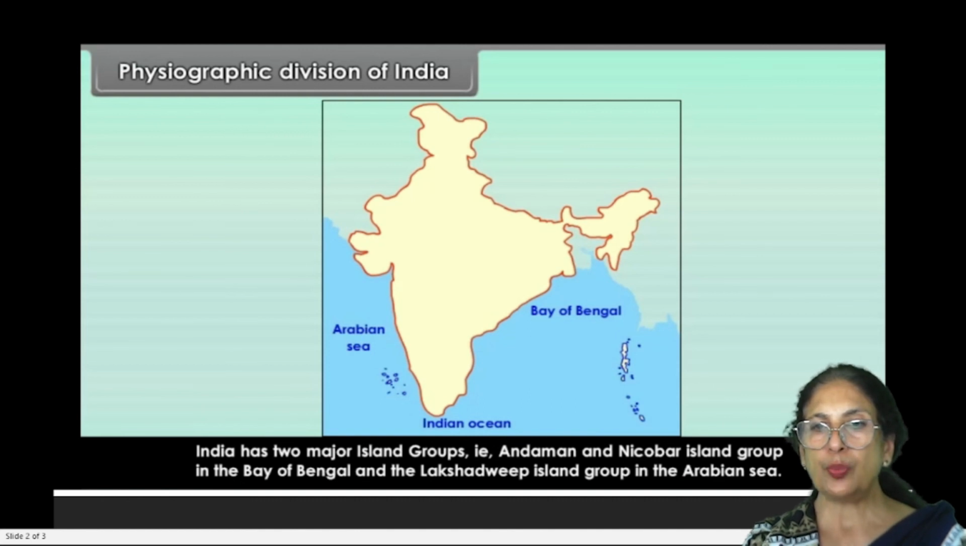India has two major island groups, that is the Andaman and Nicobar Island Group in the Bay of Bengal and the Lakshadweep Island Group in the Arabian Sea.